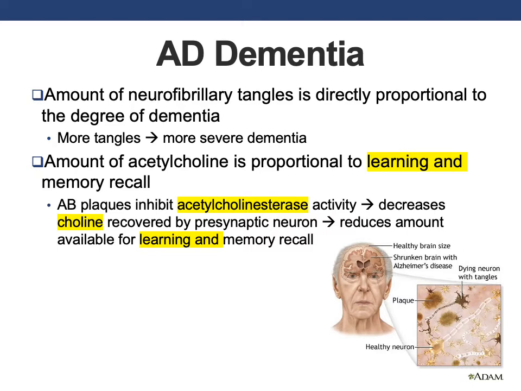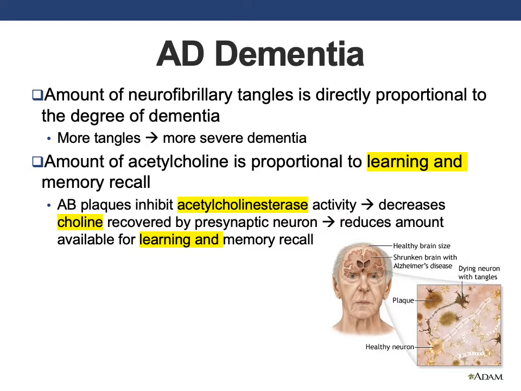Acetylcholine is a very important neurotransmitter in learning and memory. Research has found that the amount of acetylcholine in the brain is proportional to the brain's ability to learn new things and recall memory. In addition to space-taking amyloid beta plaques blocking neurotransmitters moving across the synapse, they also block the activity of acetylcholine esterase.